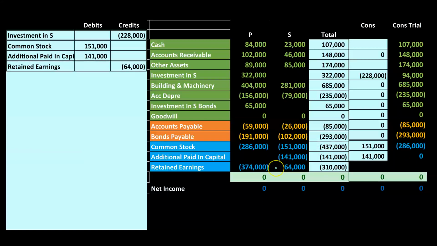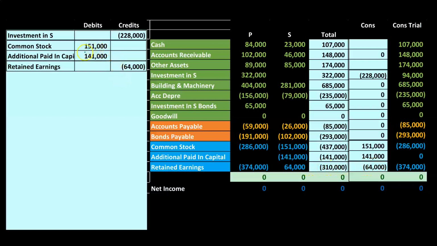Then we have the retained earnings. So here's the retained earnings for P. Here's the retained earnings for S. Happens to be a debit in retained earnings at this time. Therefore, the total's the $310,000. We are then removing S's portion of it to bring us back to the portion for P.